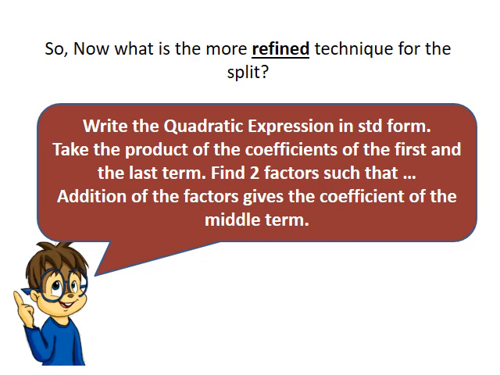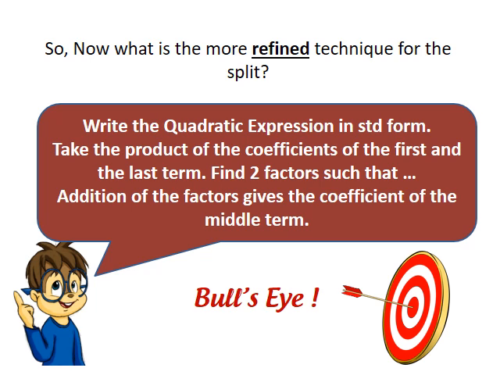So what we say is write the quadratic expression in the standard form, take the product of the coefficient of the first and the last term. The first term would be the coefficient of x square and the last term would be the coefficient of y square, and then find two factors such that the addition of the factors gives the coefficient of the middle term. Correct? So there you are. So this is the way we try to solve quadratic expressions and find out the factors.